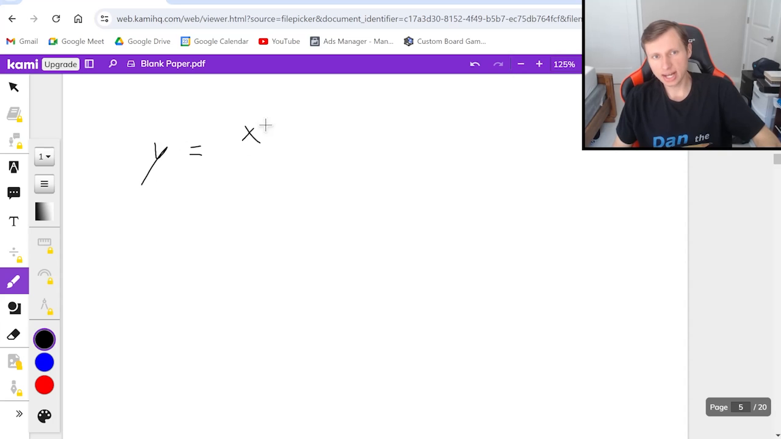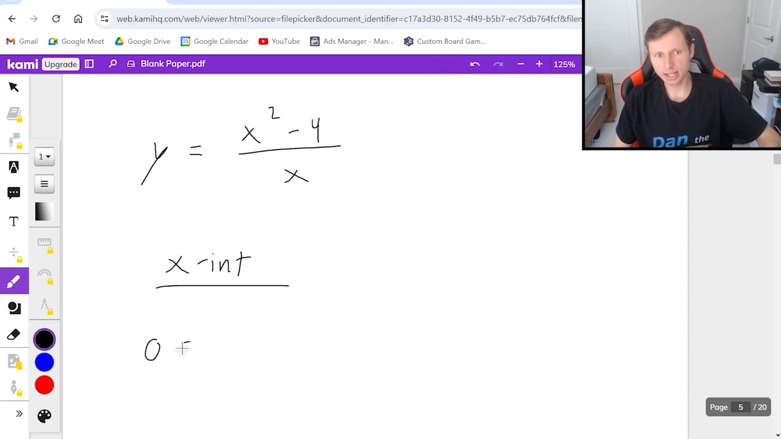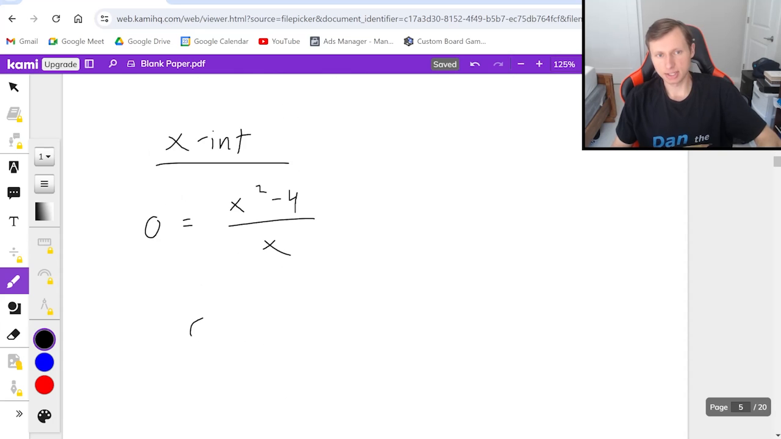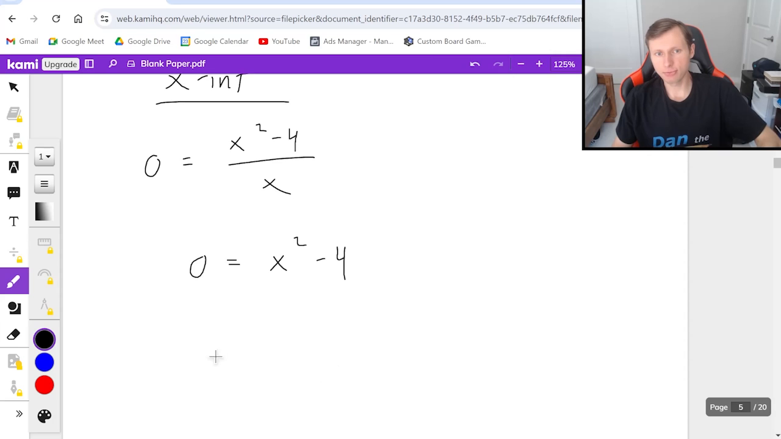y equals x squared minus 4 over x. If you want to give this one a try on your own, go ahead. If not, here's the answer. So first I'll find the x-intercepts. Again, that's when y equals 0. But really, I only care about setting the numerator equal to 0. So that means 0 equals x squared minus 4. I can add 4 to both sides, or you can factor it, but this way is easier.